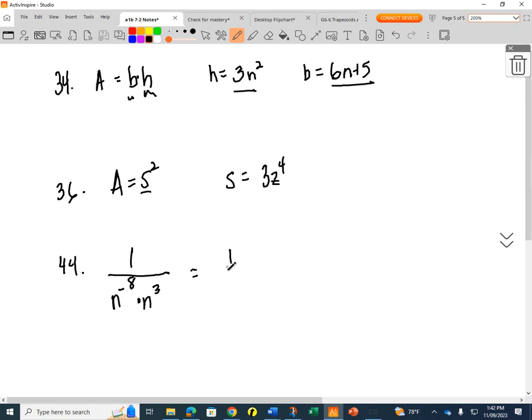So 1 over n, when we multiply n to the negative 8th power times n to the positive 3rd, we get to add those exponents. So that's going to be n to the negative 5th power, right? Yeah. Now, can we leave that negative exponent in there? So what are we going to do with it, Aiden? Move it to the top. And actually, that's going to leave nothing in the bottom. We don't need a 1 in the bottom. So that would be our final answer.